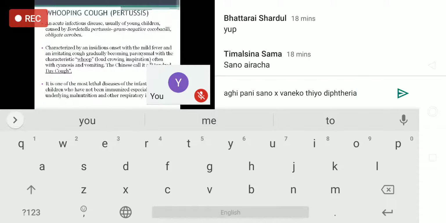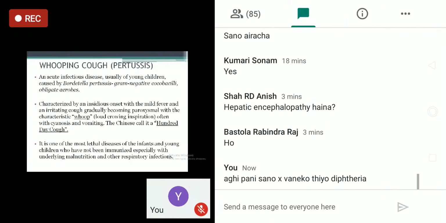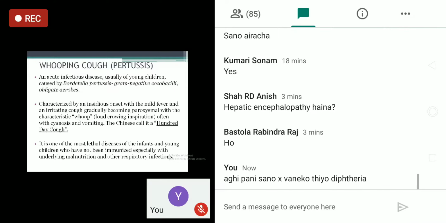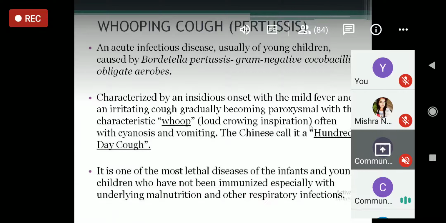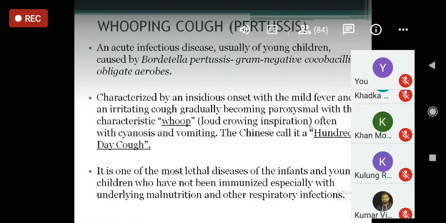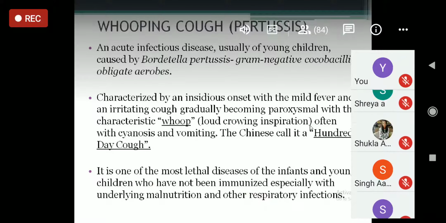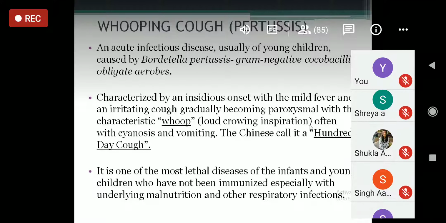Then it's an acute infectious disease usually of young children caused by Bordetella pertussis, gram negative coccobacilli. The previous one was gram positive, this one is gram negative coccobacilli, and which is obligate aerobe. So the causative agent of whooping cough is Bordetella pertussis, and that's why the disease name is also pertussis. It is characterized by an insidious onset with mild fever and irritating cough gradually. So at first the child develops mild fever and irritating cough, you know, slowly gradually it becomes paroxysmal.